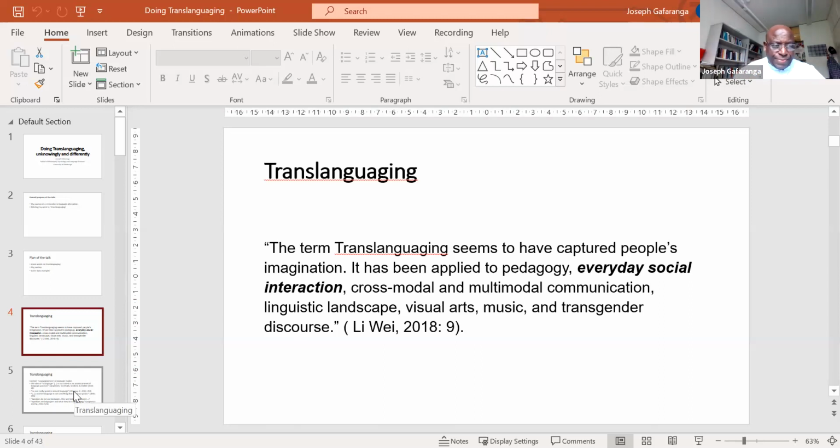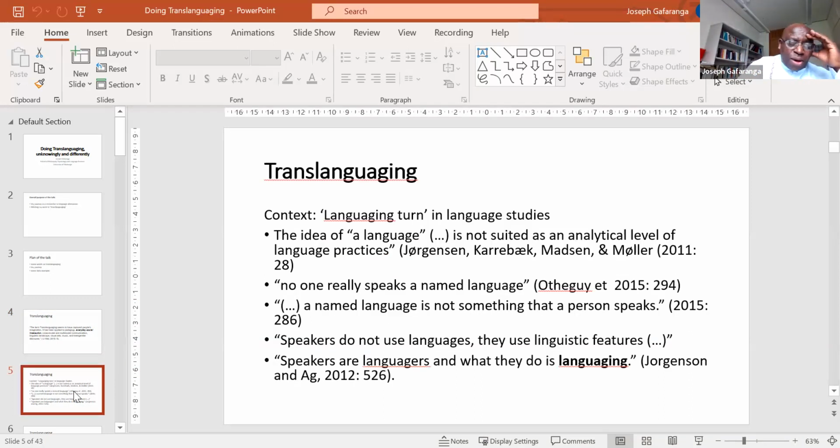And translanguaging came about, at least as far as I can see, in the context of what I may term the languaging turn in language studies. Previous to this, people thought of language practices in terms of languages, in terms of separate, named languages. And then came a time when people were not really happy with this. And you have people like Jensen saying the idea of a language is not suited as an analytical level for describing language practices.